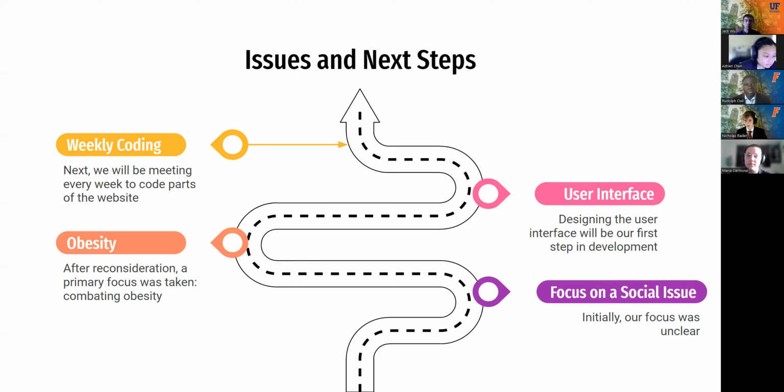And our first step that we're going to take, as we said, would be to design the user interface first. We want to make sure that it's navigable and easy to use. And we're going to meet up every week and code on the website, try to get as much done as possible every week, and make sure we scrum, organize, and keep a good schedule going.